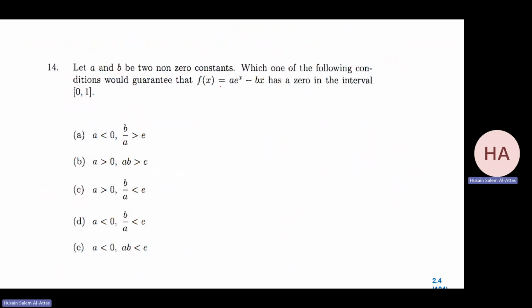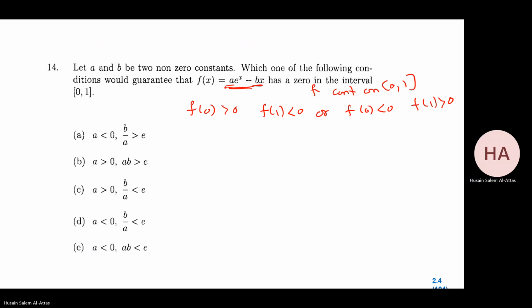He put an A and B here, and he said the function is continuous. The function is very clear, it's continuous on this interval. Actually, it's continuous everywhere. Non-zero constant, which the function will guarantee that has a 0 in the interval. So for sure, I need f at 0 positive and f of 1 negative, or f at 0 negative and f of 1 positive. I need one of them positive, the other one negative. Very clear.